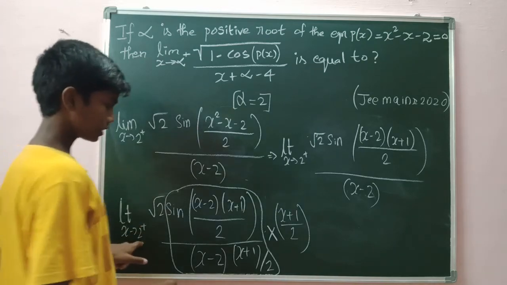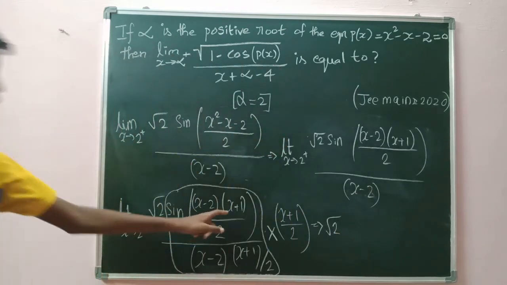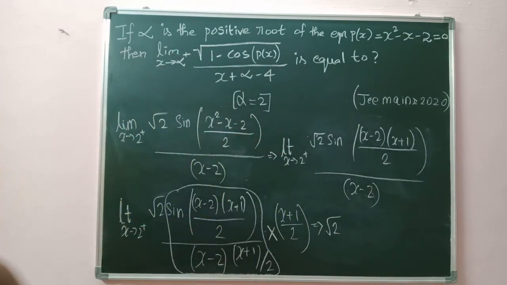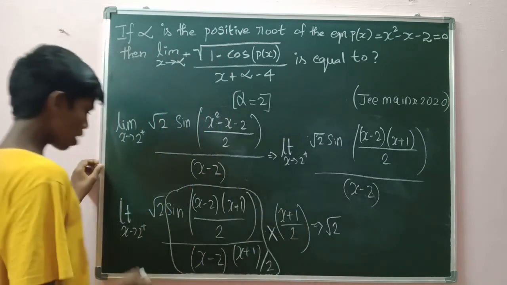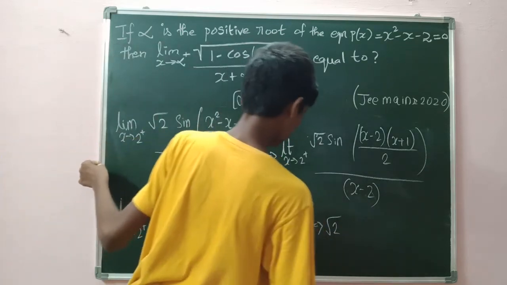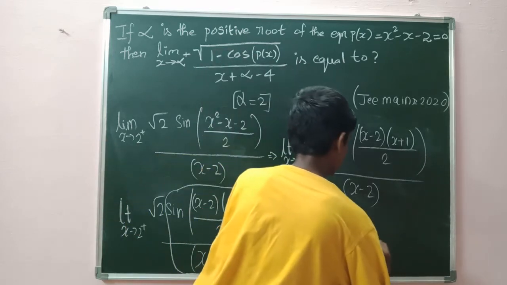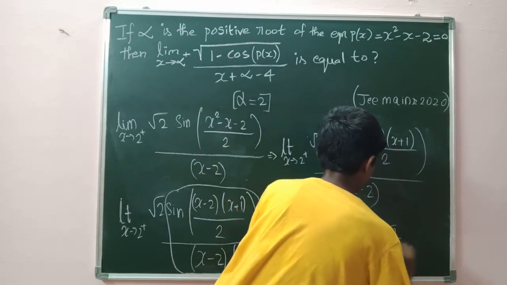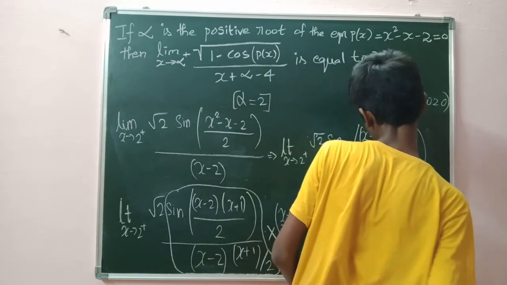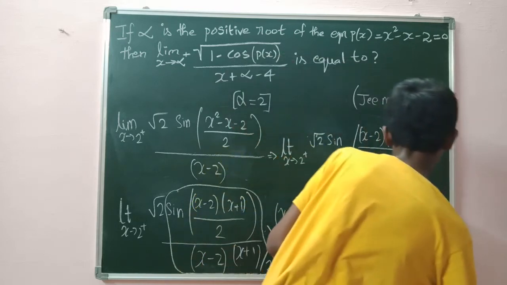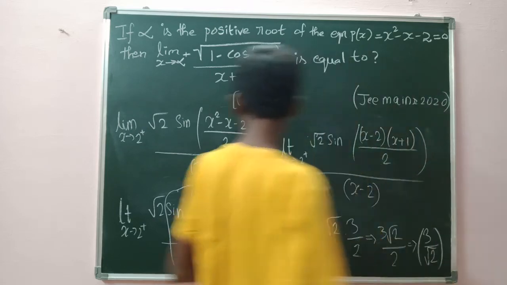As I am having 2 plus, this will be root 2 into sine of x minus 2 into x plus 1 by 2 divided by x minus 2 into x plus 1 by 2, which is 1, so I don't need to consider it. Then into x plus 1 by 2. What is x? That is 2. So 2 plus 1 by 2 will be 3 by 2. Then you get 3 root 2 by 2. When you rationalize this, I think you will get 3 by root 2.